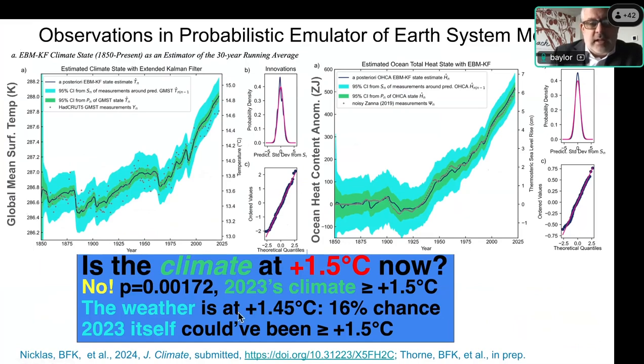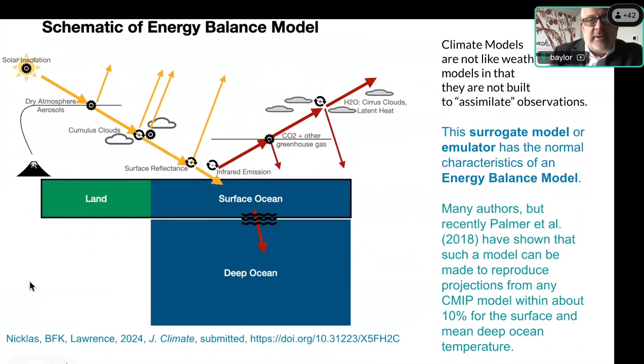But interestingly, last year's weather was so warm and there was sufficient global warming that there was actually a 16% chance that 2023 itself would have been over 1.5 C. We're going to see this year with a big El Nino is off to quite a start. It may be crossing 1.5 C for the annual mean this year for the first time. And so this model has basically the same kind of dynamics as that schematic I showed before. I'm not going to go into the equations.